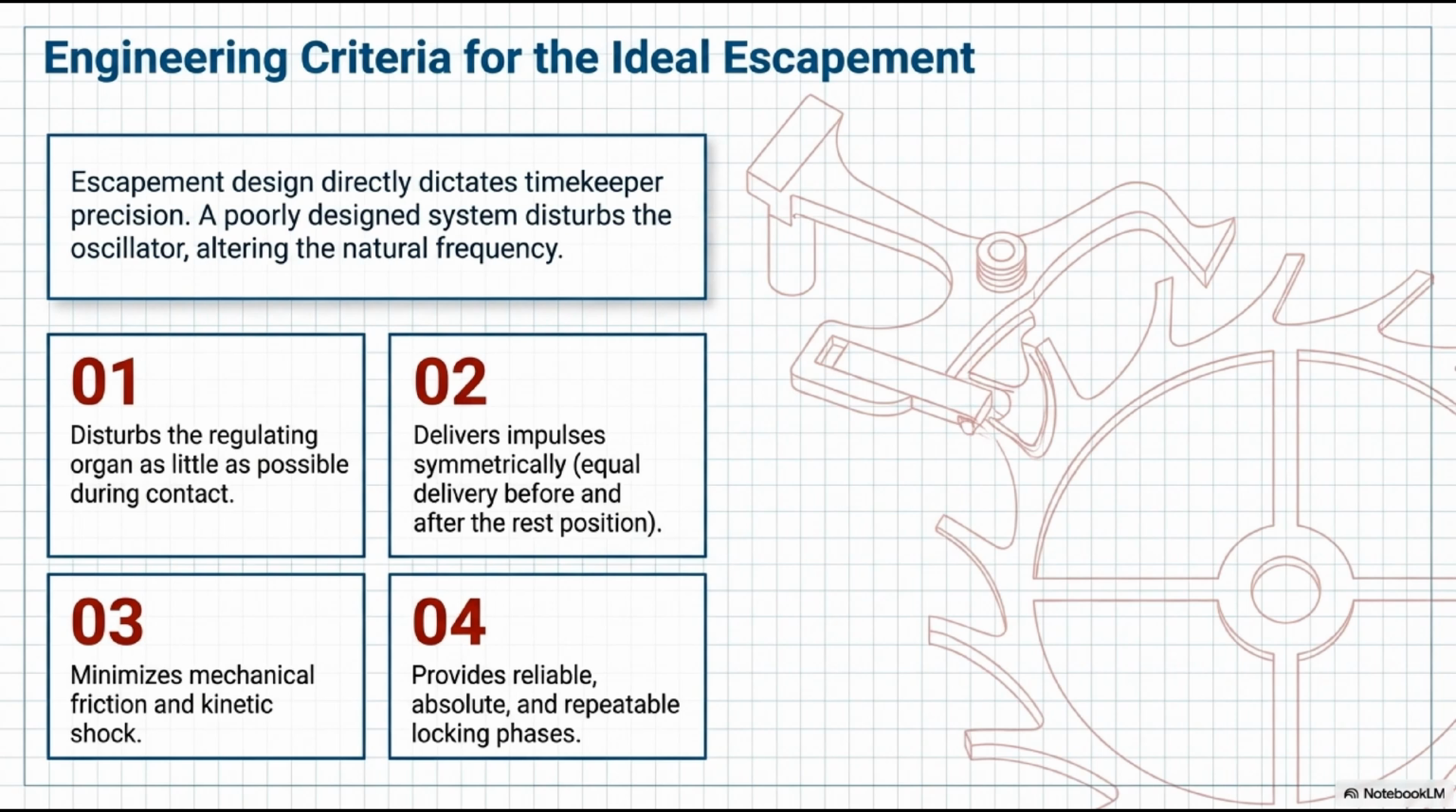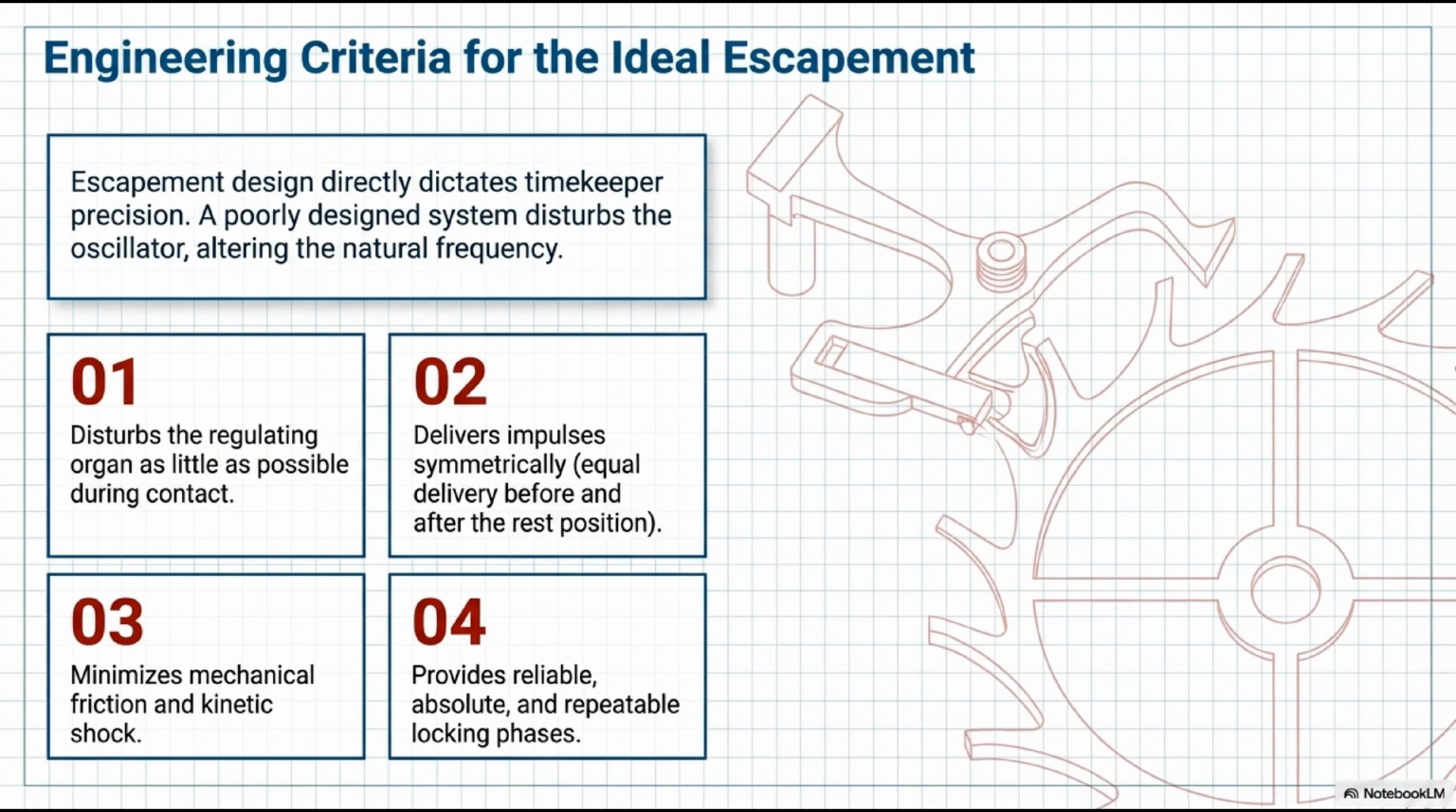If these disturbances were perfectly symmetric, perfectly timed, and perfectly consistent from beat to beat, they would produce no net error over time. But in reality, they are none of these things. They vary with mainspring tension, with temperature, with the position of the watch, and with the condition of the lubrication. These variations accumulate as rate errors. So the design question is, how do you minimize the disturbance, and how do you make whatever disturbance remains as consistent and symmetric as possible?